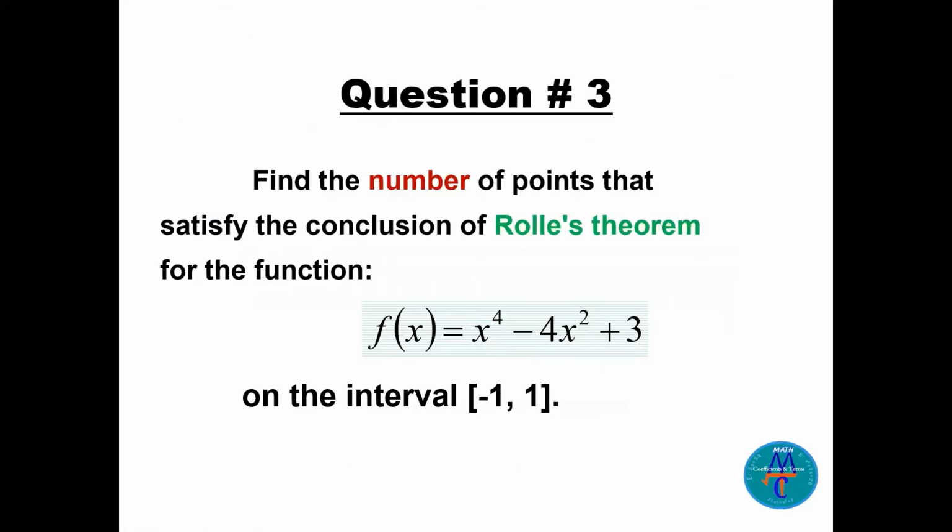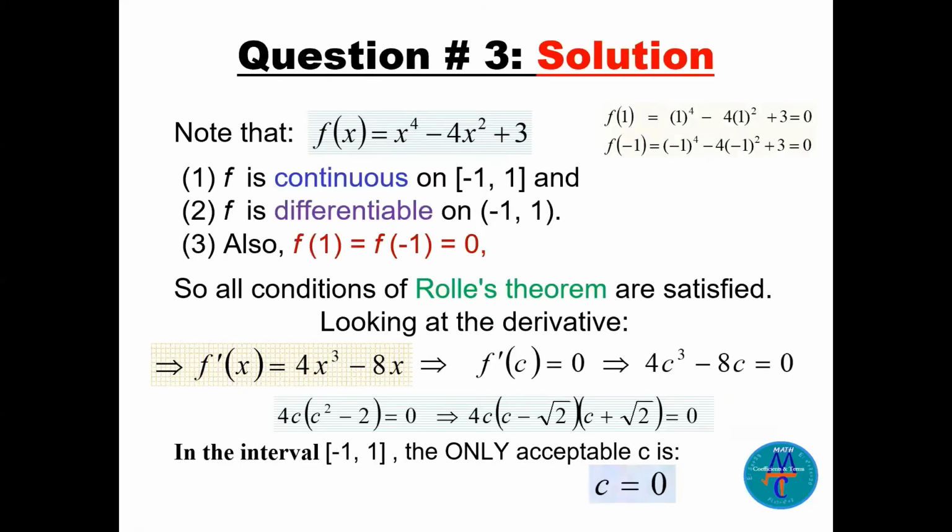Question number 3 says, find the number of points that satisfy the conclusion of Rolle's theorem for the function f of x is equal to x to the power 4 minus 4x squared plus 3 on the interval minus 1 to 1. Now, here in Rolle's theorem, we have to check f of 1.